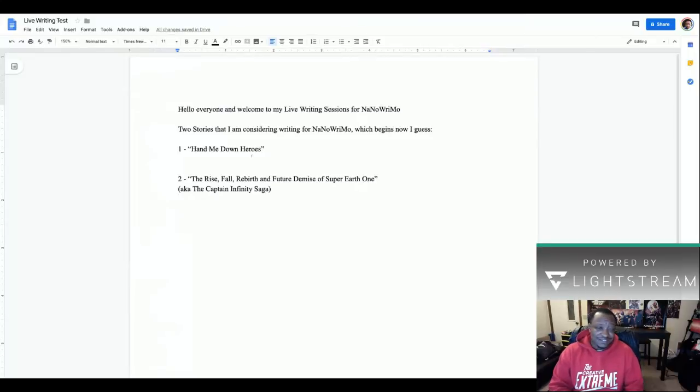There are really no spoilers because the title lays out the story for you right there. And sometimes I don't know whether to call it Captain Infinity, with the subtitle The Rise, Fall, Rebirth, and Future Demise of Super Earth One, or to call it The Rise, Fall, Rebirth, and Future Demise of Super Earth One, with Captain Infinity as the subtitle.